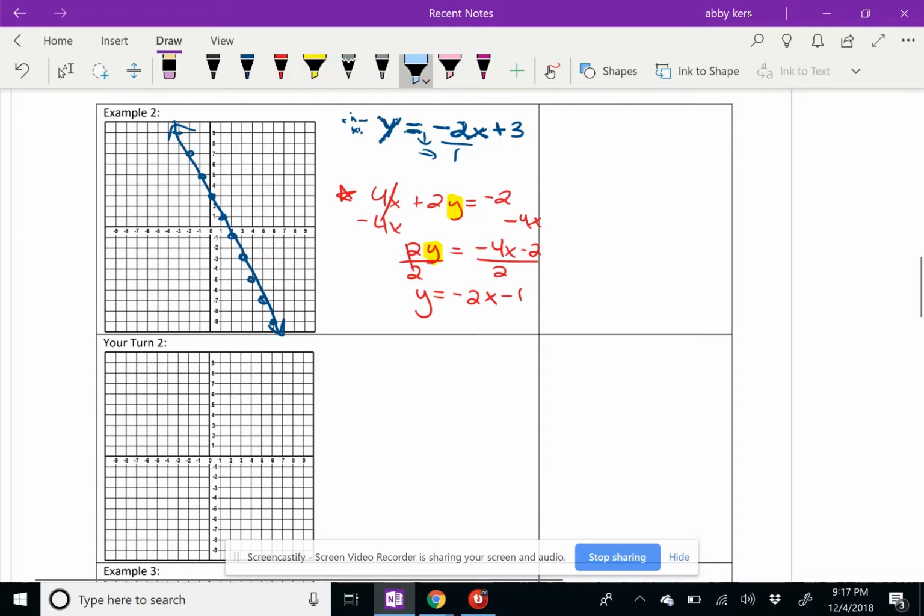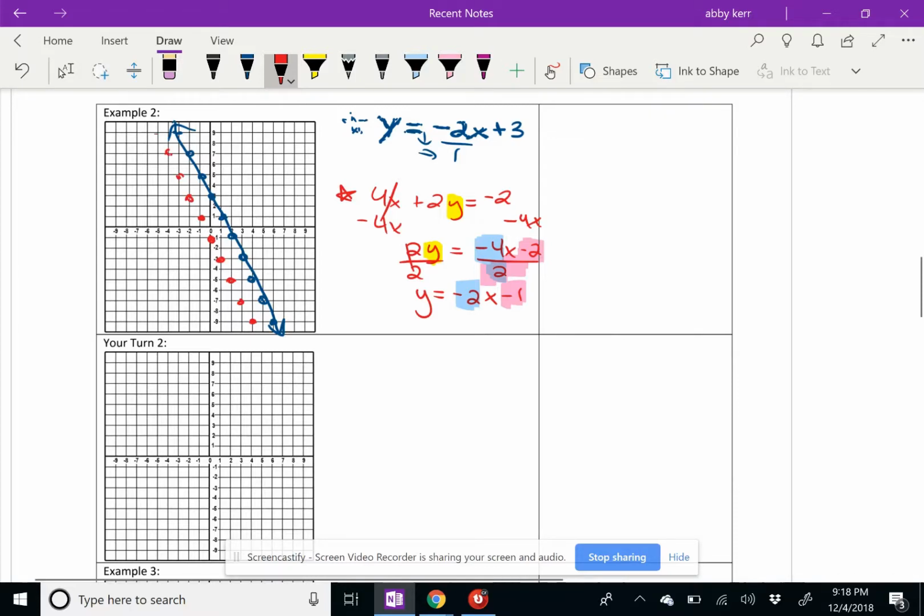What I did there was just divide -4 by 2, got -2. I divided -2 by 2, and that's how I got the -1. So then we begin at -1, go down 2, right 1, over and over again until you run out of room, and then you do the opposite.